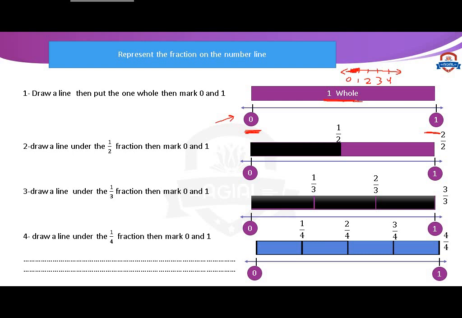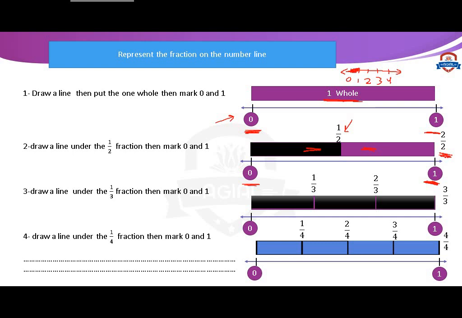We know this one whole between 0 and 1. If we divide 1 into 2 equal parts, we will get half. This half and this half. Half and half equal what? Excellent, 2 halves. So 1 equals 2 halves. This is the relation between fraction and whole number. 1 equals 2 over 2.